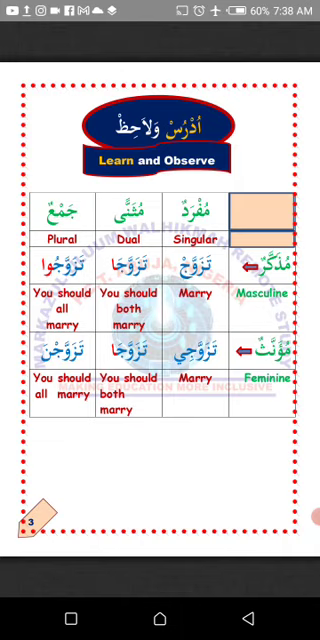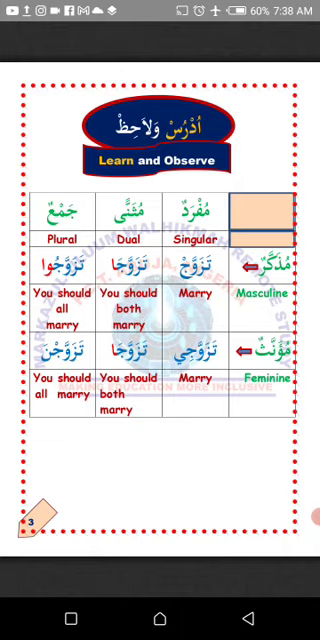Then we talk about muzakkar. Muzakkar, masculine, is a word in Arabic that represents a male person or a male object. Just like the verb tazawwaj can only be used to command a single male person to get married. So if they are two, you attach alifun to the last letter of the verb tazawwaj. Remember, once alifun is attached, the letter before it must take fataha, as we know that alifun is the mother of fataha in Arabic. So the verb tazawwaj will now become tazawwaja, which means you should both get married.